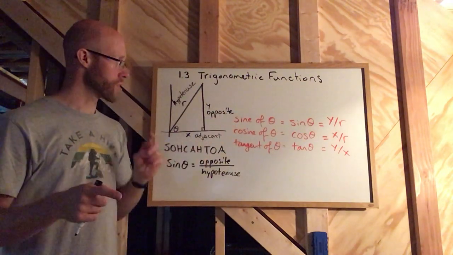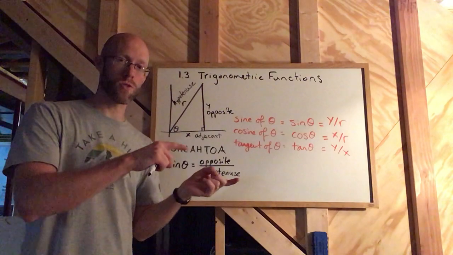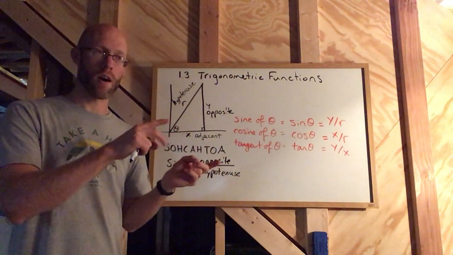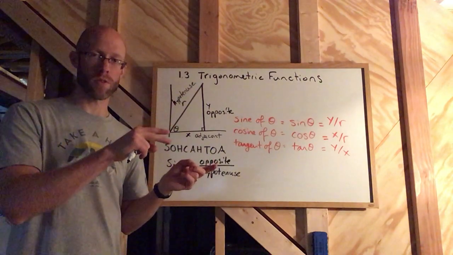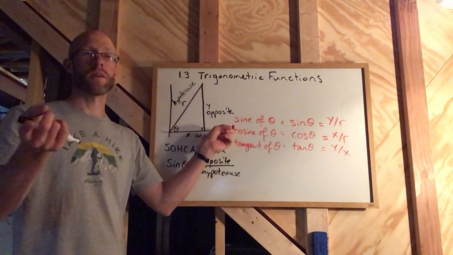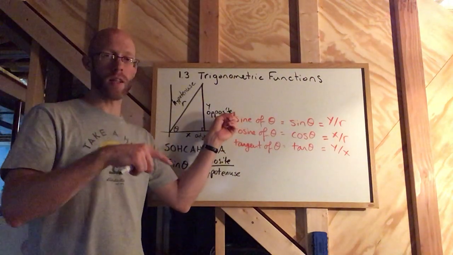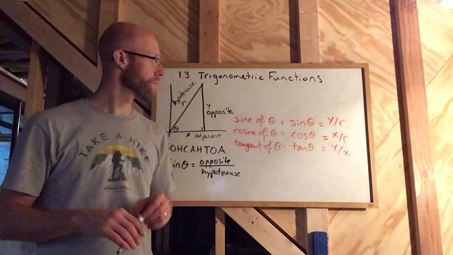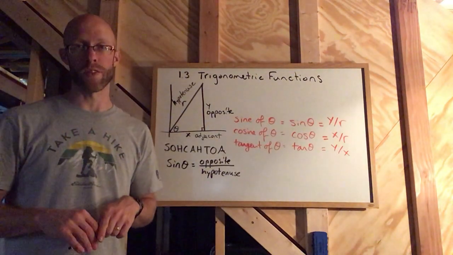Okay, so what's interesting is that the cosine and cosecant are not reciprocals of each other. So the cosine is the reciprocal of the secant, whereas the sine and the cosecant go together. Okay, they're reciprocals of each other.